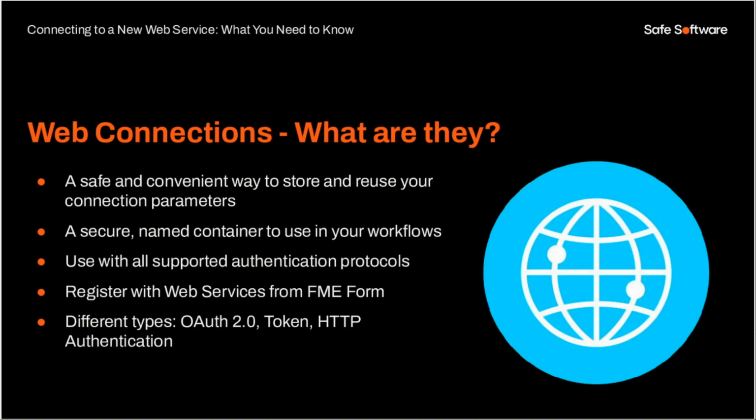It is a safe and convenient way to store and reuse your connection parameters. A secure named container to use in your workflows. You can use it with all supported authentication protocols. You register with web services from FME Form, and there's different types of web services: OAuth 2, token, and HTTP authentication, which would be kind of your typical username password authentication. We're going to focus on the first two types there, OAuth 2 and token, in this webinar, because that is what many popular web applications use now.